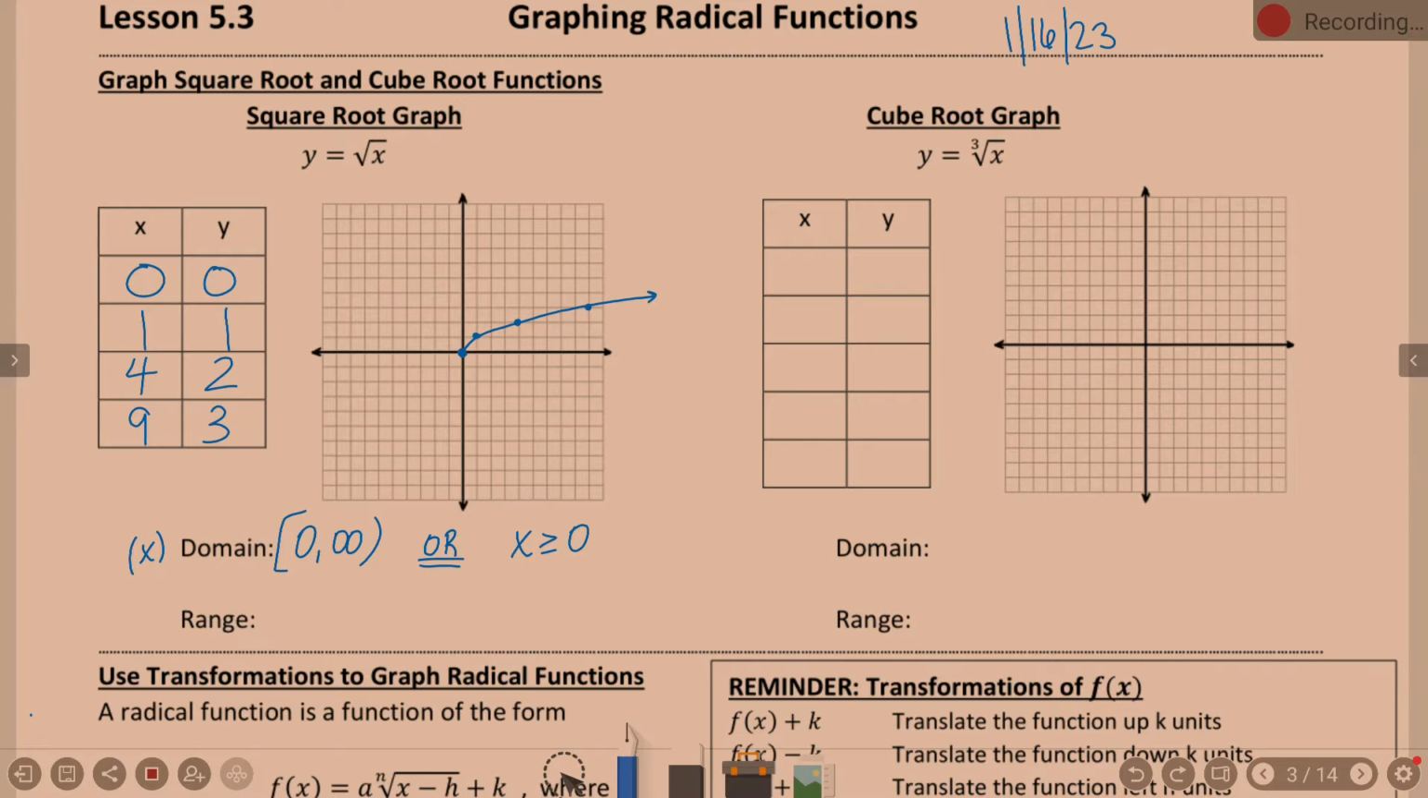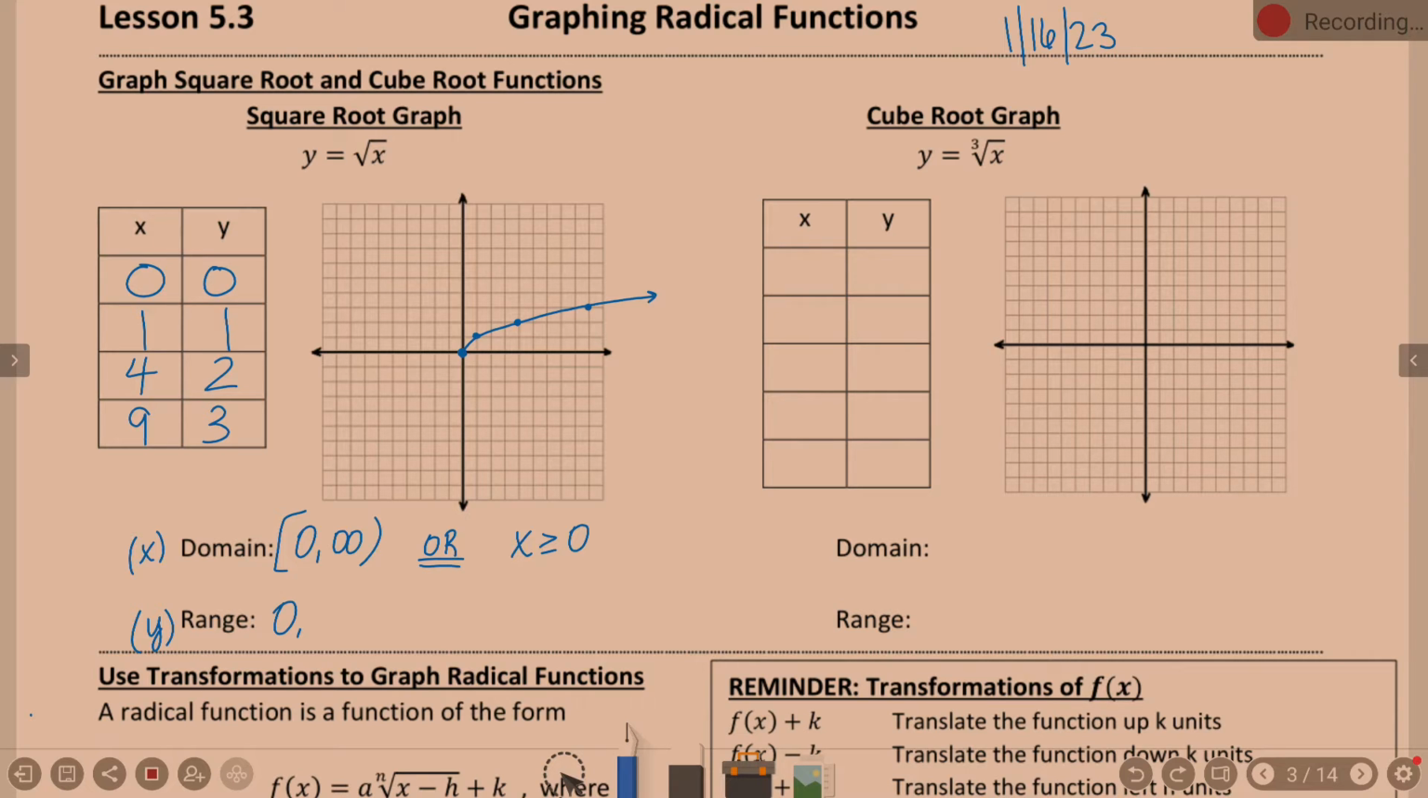Okay, what about range? Range is going to be what? Y values. It's how far down we go and how far up we go. How far down does this graph go? Doesn't go any lower than 0, does it? That's because we can't have negative answers. Just like you can't have negative inputs, you can't have negative outputs. So it goes as low as 0.